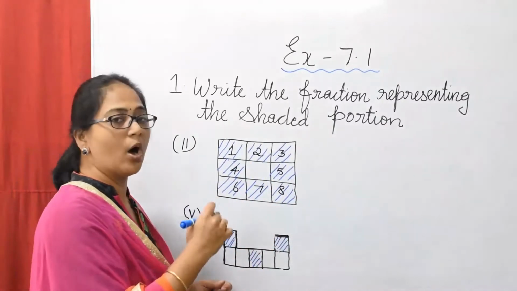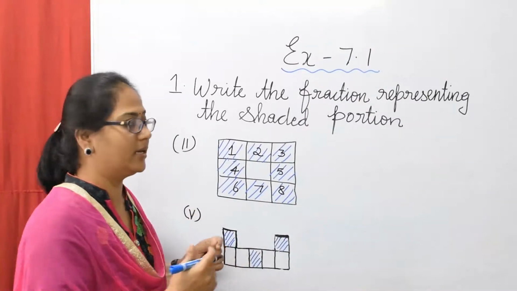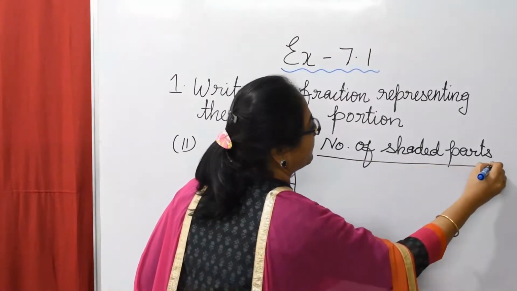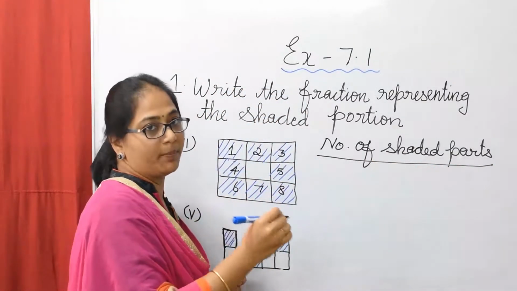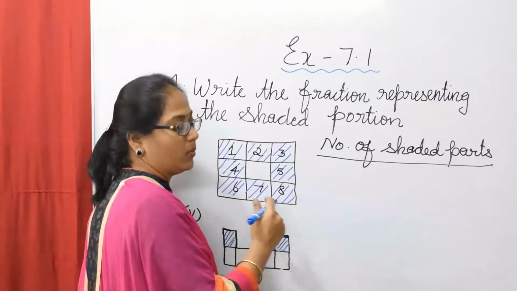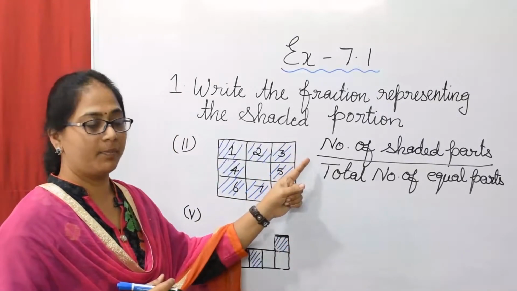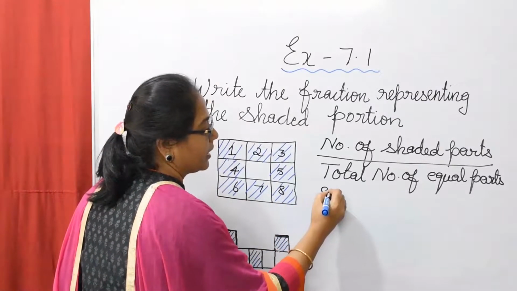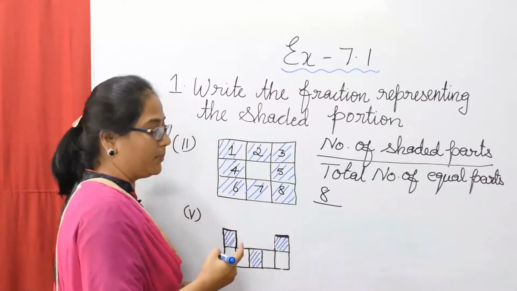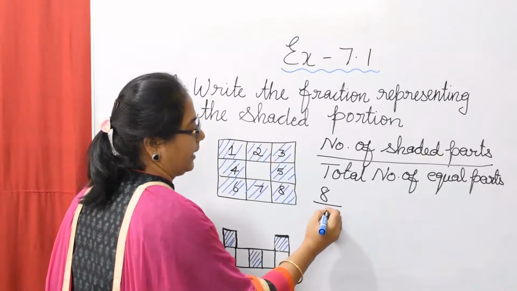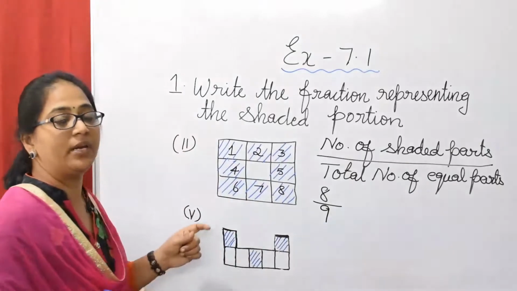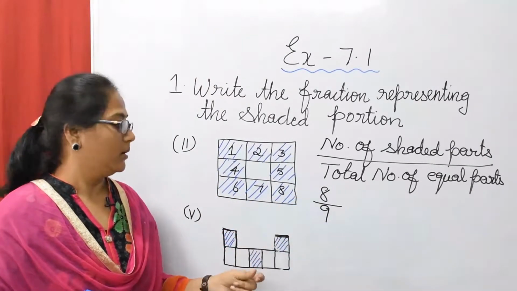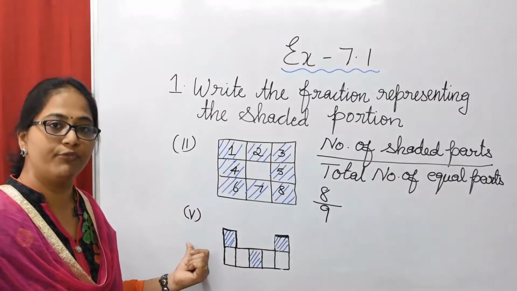Now we represent the fraction as the number of shaded parts by the total number of equal parts. How many shaded parts are here? 8. Total number of equal parts is 9, since this picture has been divided into 9 equal parts. So the fraction is 8 by 9.